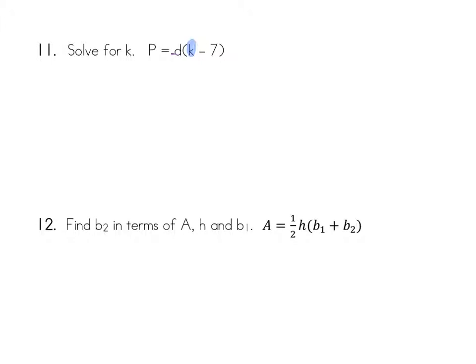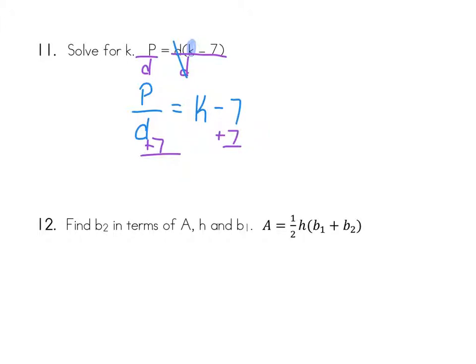So let's divide both sides by d, because d divided by d is 1. So p divided by d is really equal to k minus 7. And I need to get k alone, so what can I do with that minus 7? Well, let's add it to both sides. And some of you might think, how on earth can I possibly add 7 to the p divided by d?